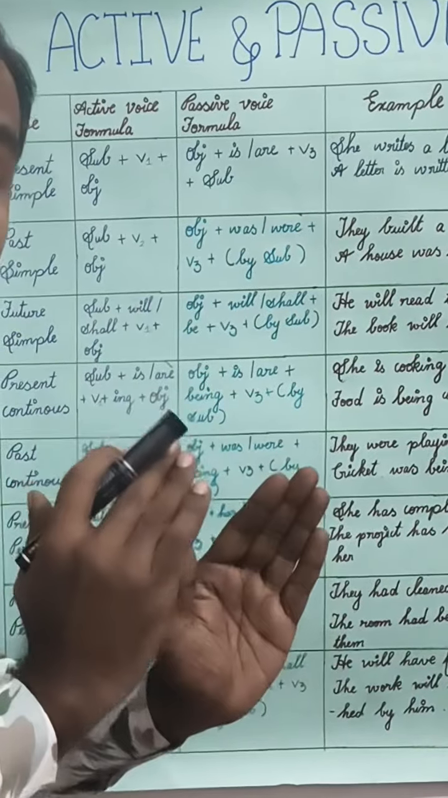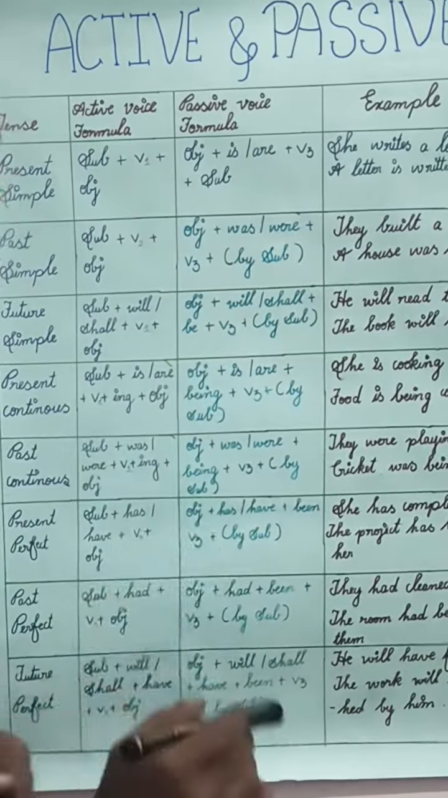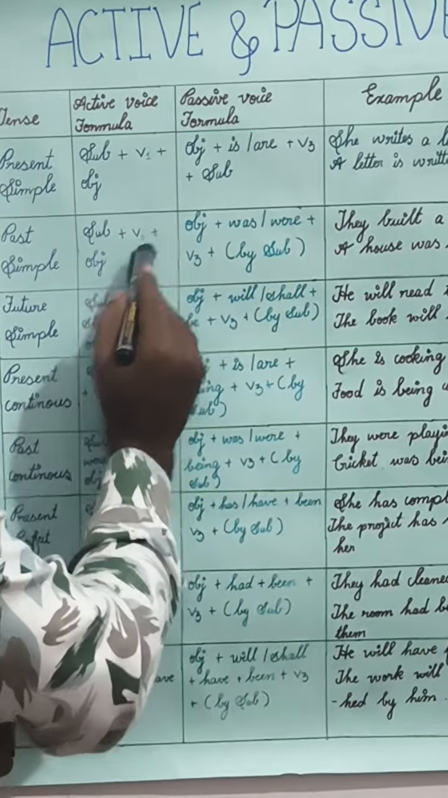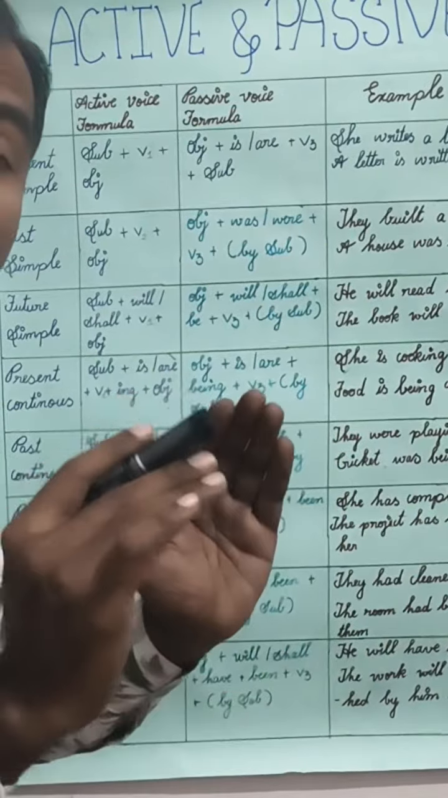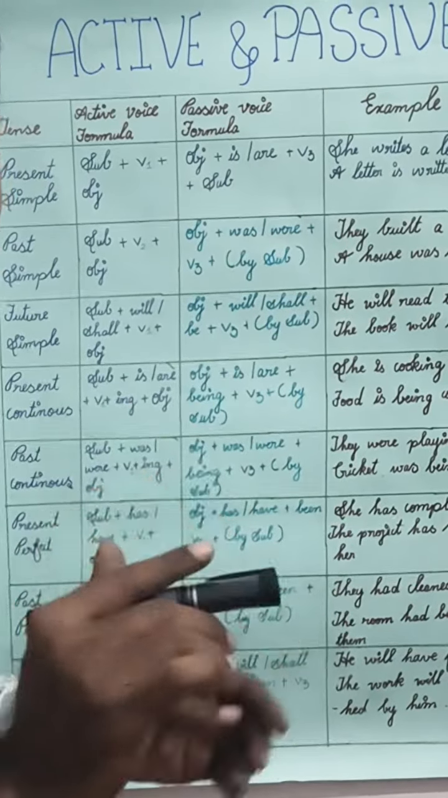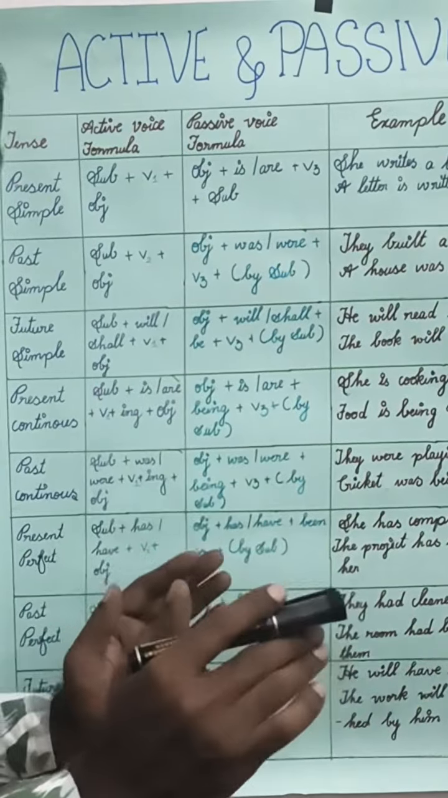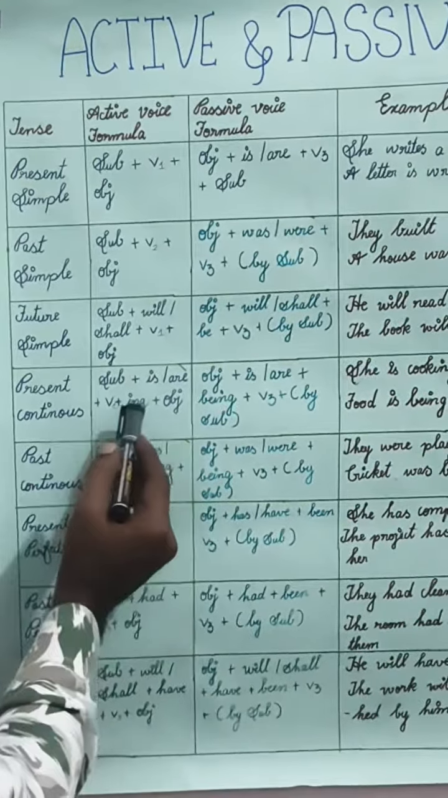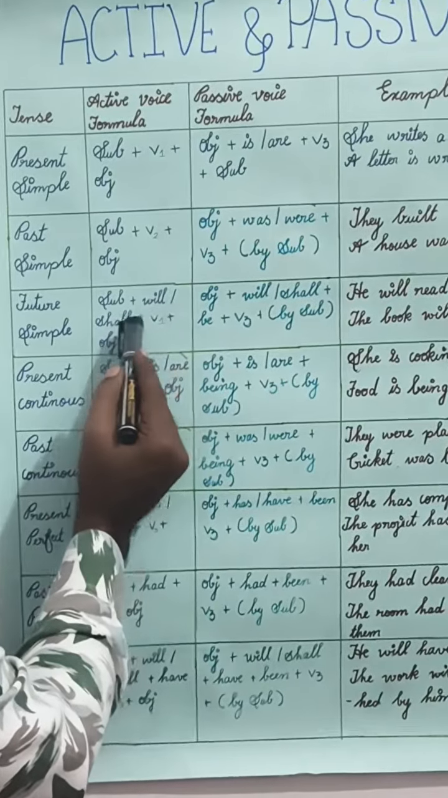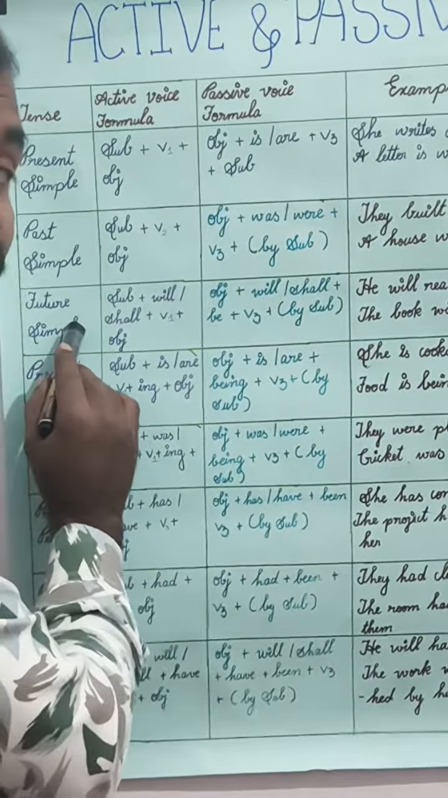When we change it to past simple, instead of V1 we will use the V2 form: subject plus V2 plus object. But when we are coming to simple future, again we will use V1 only. That means subject plus will or shall plus V1 we have to use in simple future. That you should keep in your mind. You can see we are using subject plus will or shall plus V1 plus object. That only we are using in simple future.